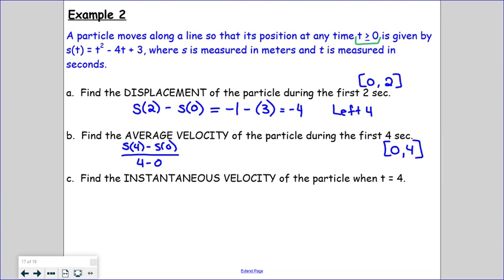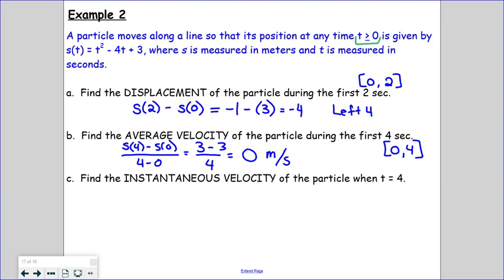Okay, so let's see. S of 4, 16 minus 16 plus 3 is 3. s of 0, 0 plus 3 is 3. 0 over 4 is 0. So it looks like we would have 0 meters per second. Questions?